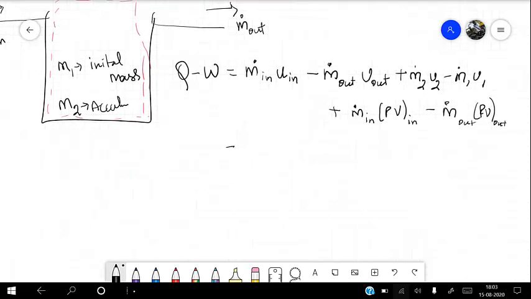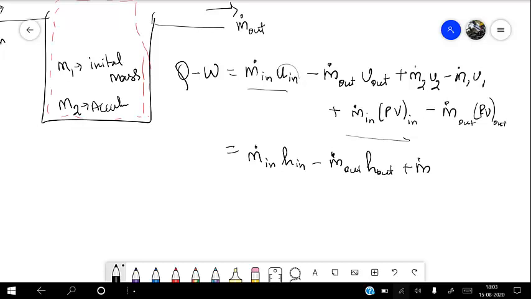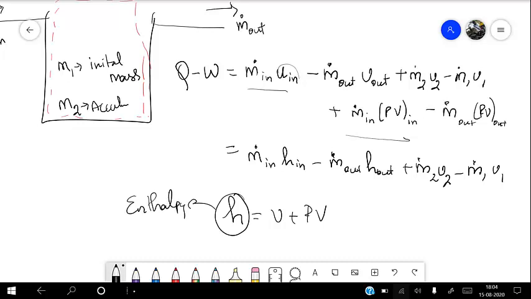Now, mathematically you can add these two terms. I am adding this U in and this PV in, and I am naming it as H in. And similarly, this will be M out and H out, but the rest will be the same, M2 U2 minus M1 U1, where H is equal to U plus PV, where H is called the enthalpy. So enthalpy is like internal energy. It's associated with temperature, but it carries the flow energy along with it, the flow work. Since the material is flowing, there will be some pressure volume changes associated with it, so enthalpy includes that as well. As you can see, M2 and M1 are not crossing the boundaries, so they will just have the internal energy, not the flow energy. Whereas M in and M out are flowing, so they will have the flow energy along with the internal energy. We call it enthalpy.